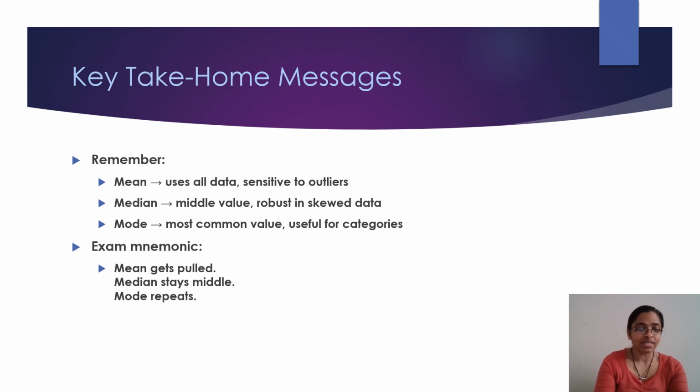So let's have some take-home messages. Always remember, mean uses all data. It is sensitive to outliers. Median is the middle value, and it is very useful in skewed data. Mode is the most common value, and it is useful for categorical data. For exam purposes, this mnemonic can help you: mean gets pulled, median stays in the middle, and mode repeats.